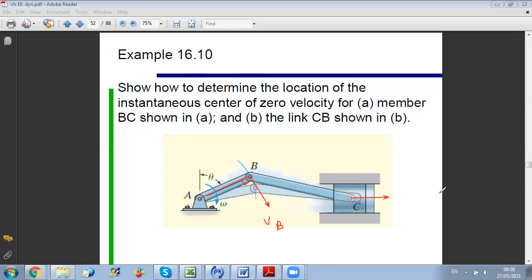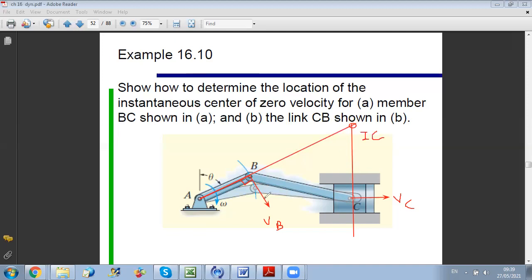So since now I know the direction of two velocities, I can determine the location of the IC by just drawing the perpendicular to the two velocity vectors. So the IC first should be located along the perpendicular to VC. Okay, and also should be located on the perpendicular to VB, which is AB. So I can say that the IC here is the intersection between AB and the vertical passing by C. So this is my IC in this problem. This is my IC point. This is my instantaneous center.